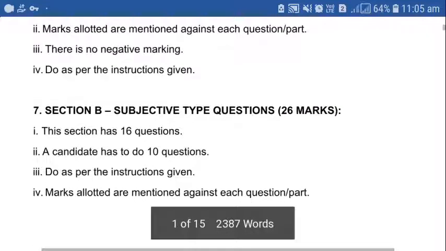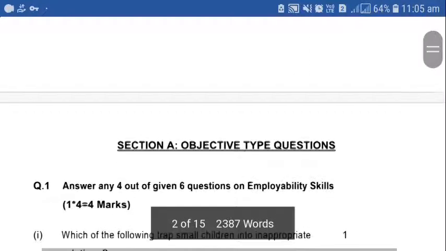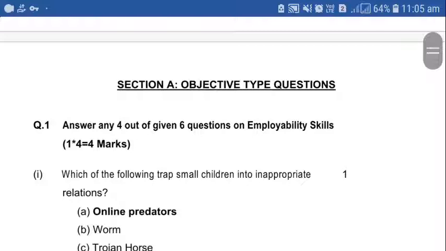And section B, subjective type questions, carries 26 marks, and in this section there are 16 questions. A candidate has to do only 10 questions. So out of these 16 questions, you have to do only 10. So you have lots of options. If you don't know the answer perfectly, then you can choose another option. Do as per the instruction given. Marks allotted are mentioned against each part or question. Now let's start with the first questions of objective type.